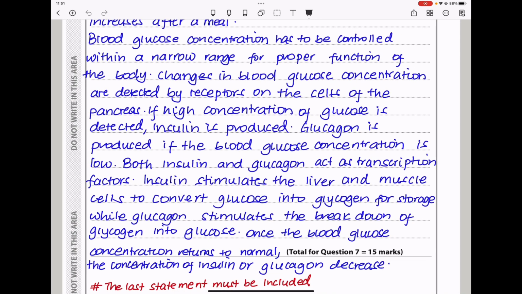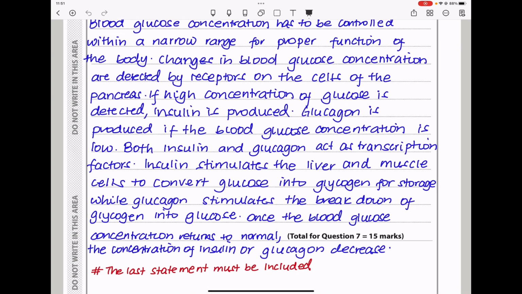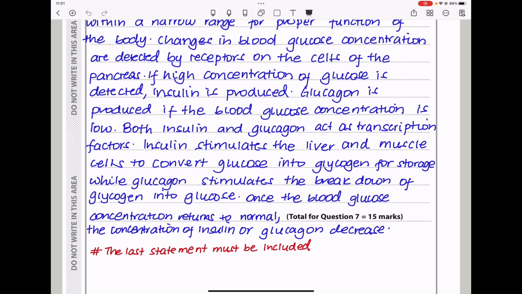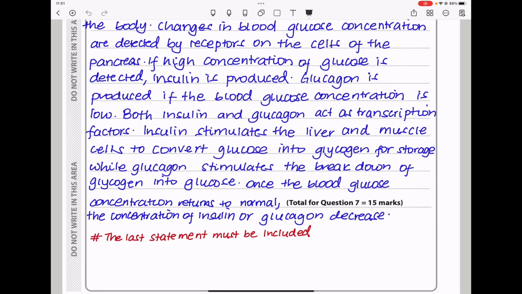Both insulin and glucagon act as transcription factors. Insulin stimulates the liver and muscle cells to convert glucose to glycogen for storage, while glucagon stimulates the breakdown of glycogen into glucose. Once the blood glucose concentration returns to normal, the concentration of insulin or glucagon will be decreased. So this brings us to the end of question 7. Let's continue to question 8.